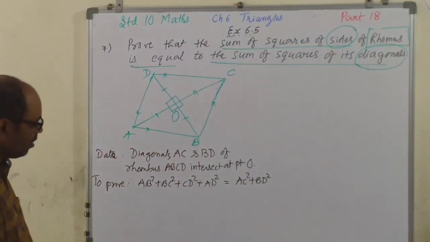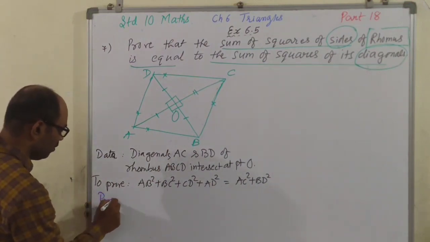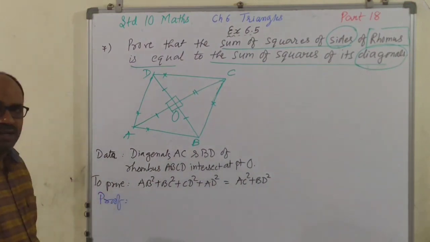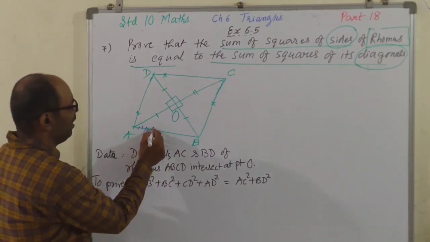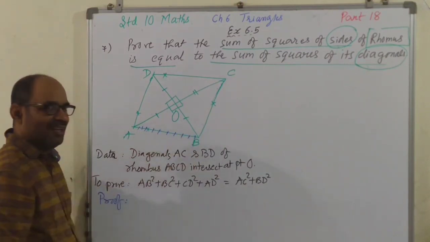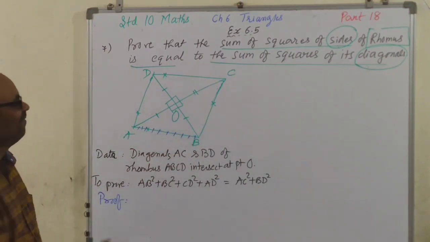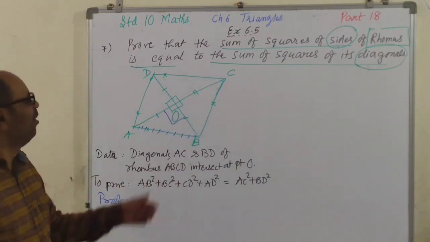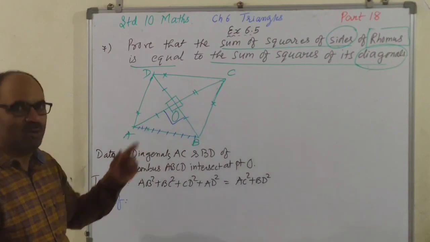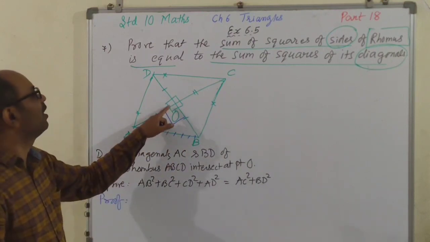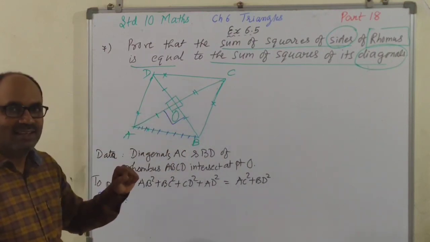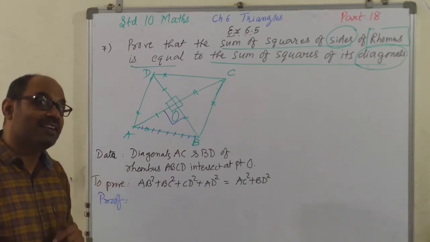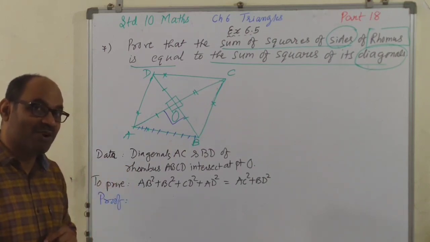Children, proof. Can you see where is AB? What is AB? Hint here: hypotenuse of right triangle AOB. But for that you will have to show that these are right angles. Diagonals bisect each other at right angles by property of rhombus.